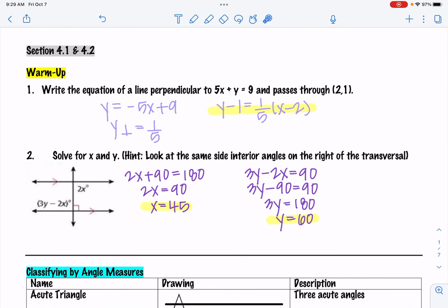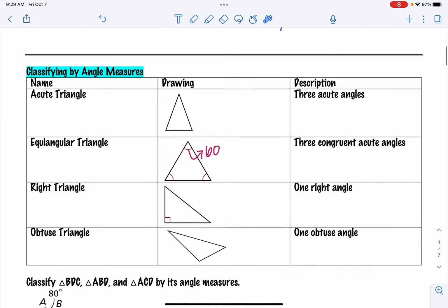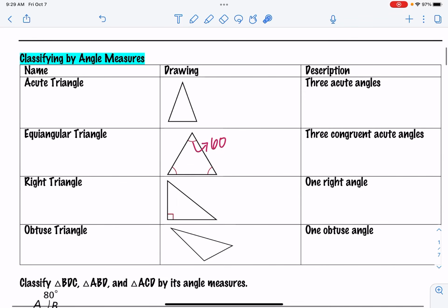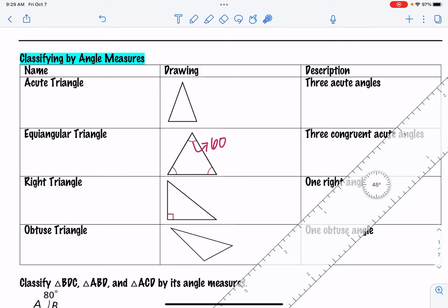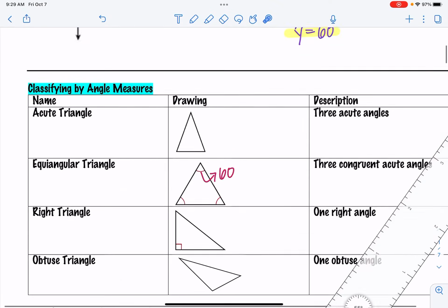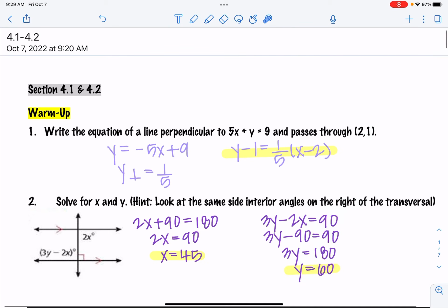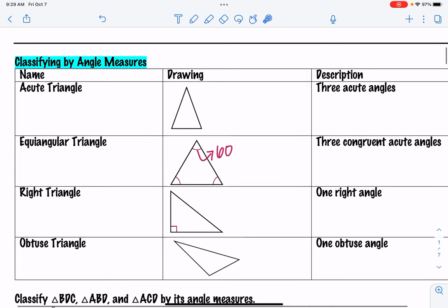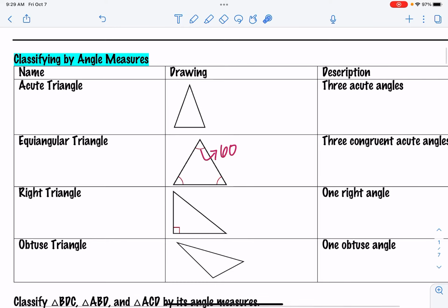So moving on to triangles, we're going to find two ways to classify triangles in this section. So the first way we're going to classify triangles is to classify them by their angle measures. So you have 4 options. The first one, most of you guys have heard of all these, maybe besides the second one. So the first one is an acute triangle. An acute triangle has 3 acute angles.